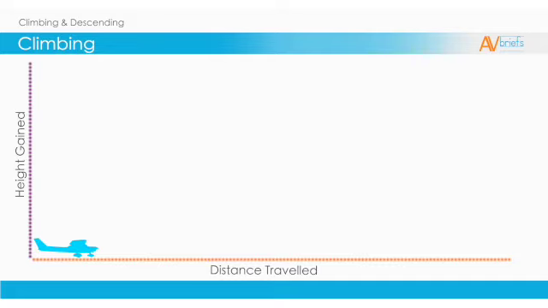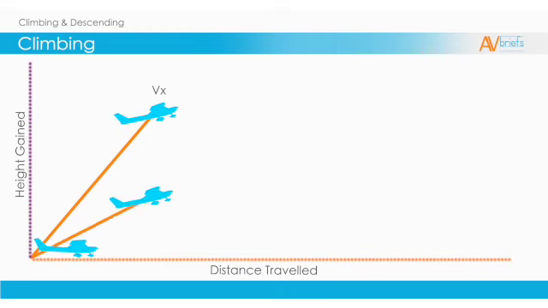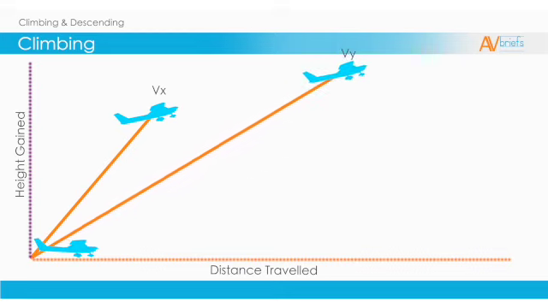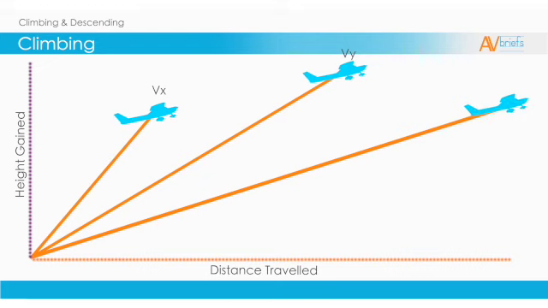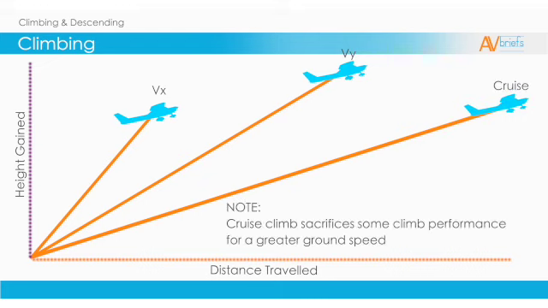So the three different types of climb we have available are summarized here for us. Vx is the maximum height gained in the least forward motion, or distance traveled. Vy is the maximum height gained in the least amount of time. And then cruise climb. Cruise climb sacrifices some climb performance for a greater ground speed. So if you need to get to where you're going as fast as possible, and let's face it, most flights do want that, then you would use a cruise climb.